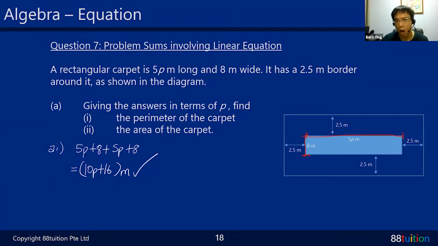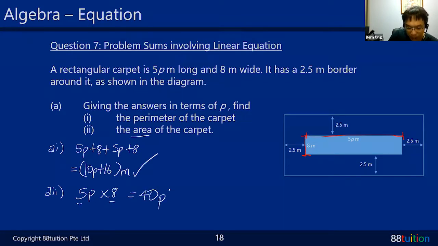Answer, are you sure? Okay, let's see. So A part 1 is 10P plus 16. You get it? Okay. Then the area of the carpet, A part 2. Area of carpet is length times breadth. So it's 5P times 8. Number times number, 5 times 8 is 40. P is left alone, put it back. So this is 40P m squared. Is that correct? Okay, next.